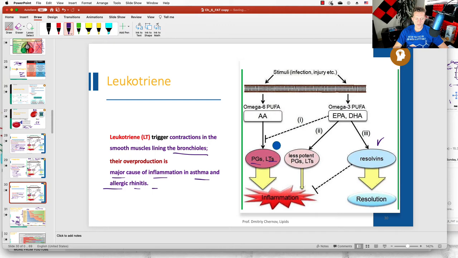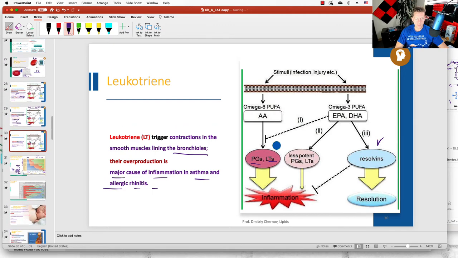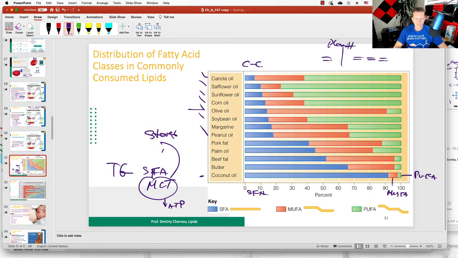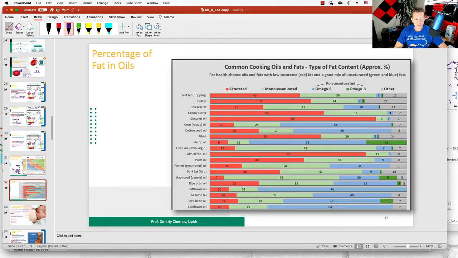So I think that I've said more than enough on omega-3. So we will look at that. So I'm going to skip this, and I'm going to skip this.